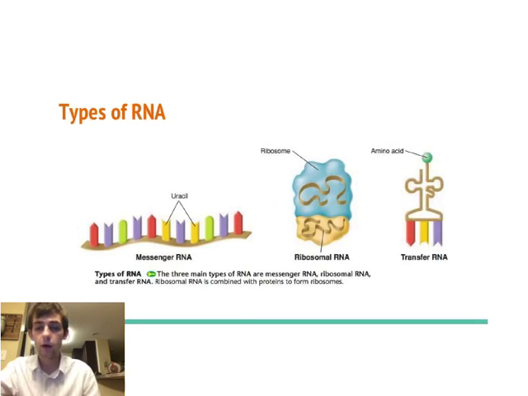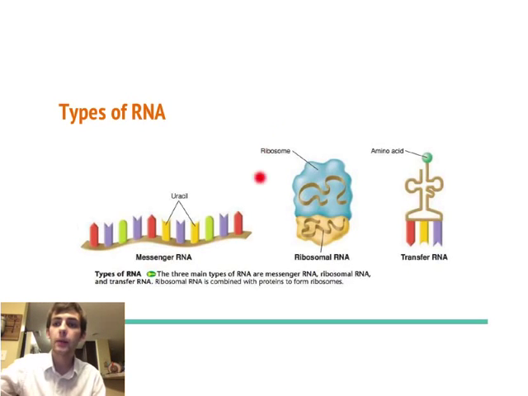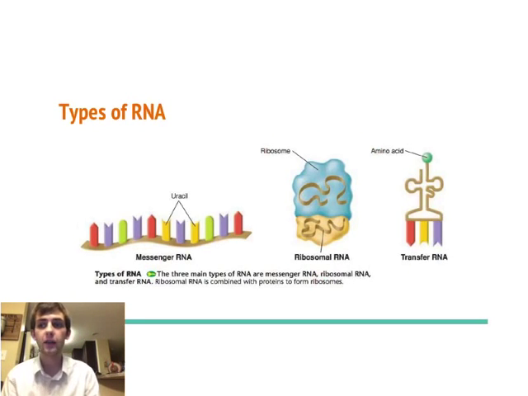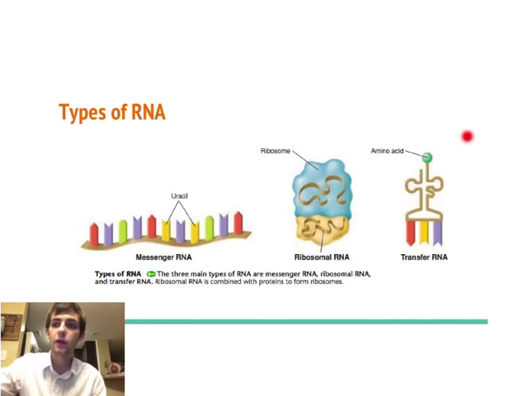There are three types of RNA that we need to be familiar with. The first is what's known as messenger RNA, and this is the RNA molecule that's responsible for carrying the message from the nucleus, or from the DNA, to the ribosome. We have ribosomal RNA, which is the RNA that makes up the ribosome, which, remember, is the organelle responsible for protein synthesis. And then we have transfer RNA, which is responsible for carrying amino acids, the monomers of proteins, to the ribosome to aid in protein synthesis.